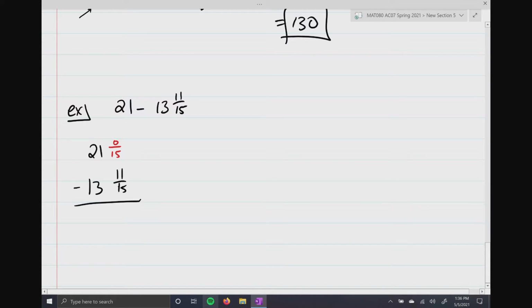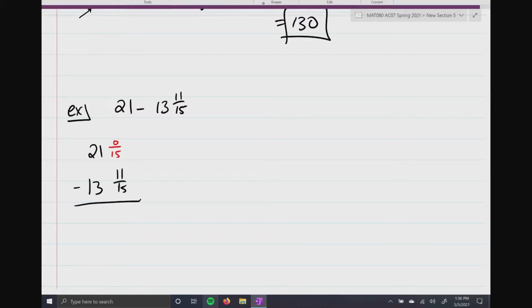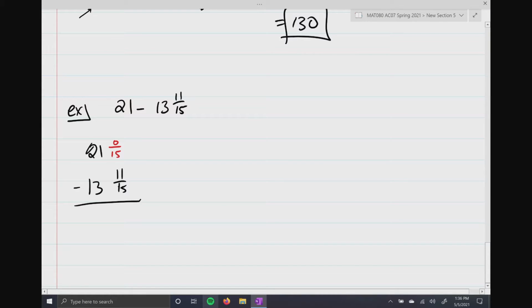Now, I know the way it looks, I can't subtract, because 0 minus 11, I can't do that. So I need to borrow. So that 21 is going to become 20. And just so I know we're all on the same page, when I borrowed from the 21 and it became 20, how many did I borrow? How many did I borrow?